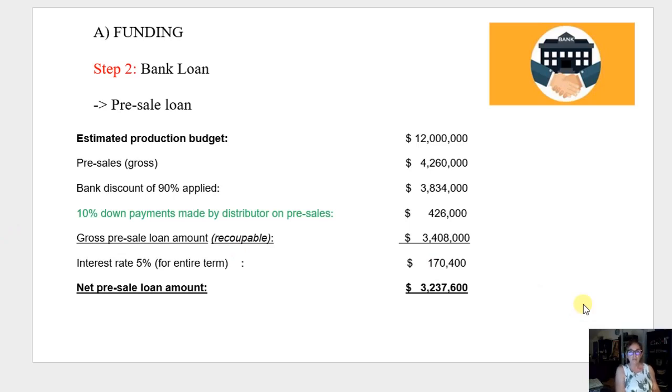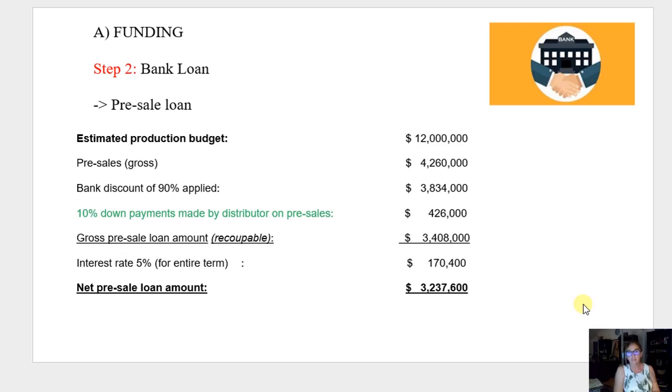In order for us to do something with these distribution agreements, which are literally, as mentioned before, simply a piece of paper, and they don't really help us in that form to fund our movie, we have to go to the bank and have the bank give us a pre-sale loan based on these distribution agreements. And the bank indicated that it will give us 90% of the value of those distribution agreements, and that is 90% of our pre-sales, which were $4,260,000.